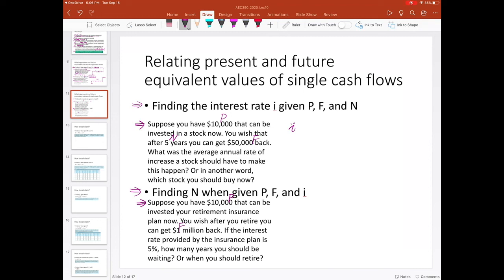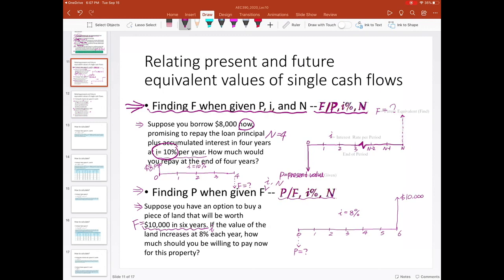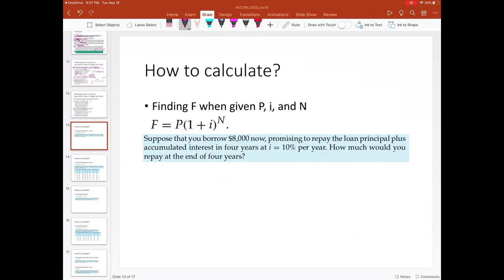But you also know that the insurance plan you can invest in will give you 5% every year as an interest rate. So that's the I. Then the question is how many years you should be waiting, or when you should retire. So the real question is, what is the N? How many years can that take? Okay, so these are the 4 scenarios we can solve, or we can compare, using the relationship between F, P, I, and N.